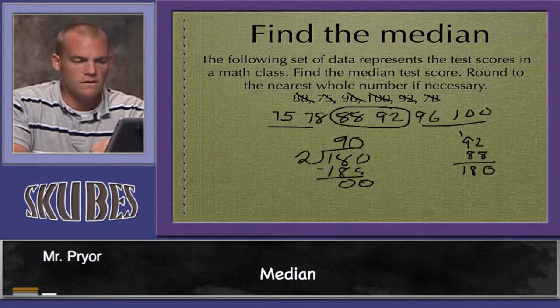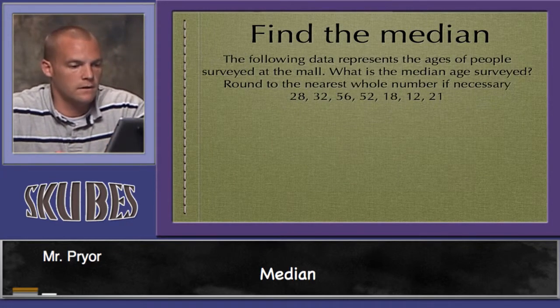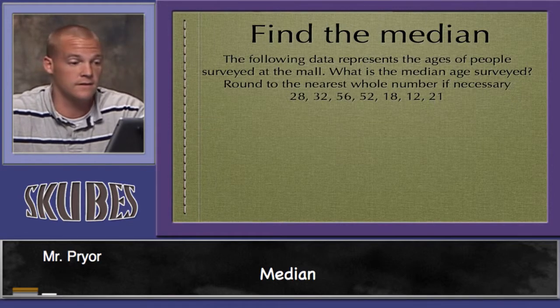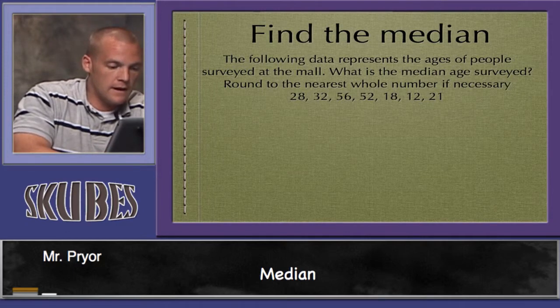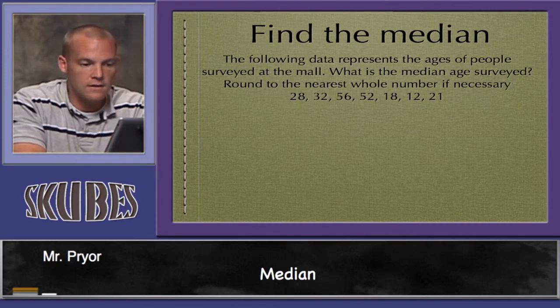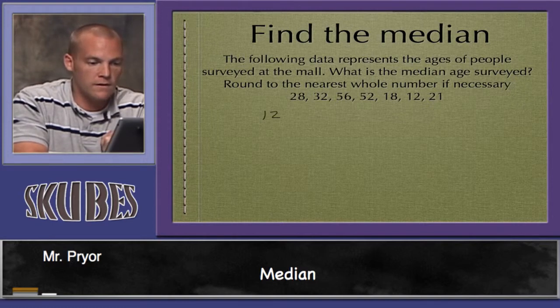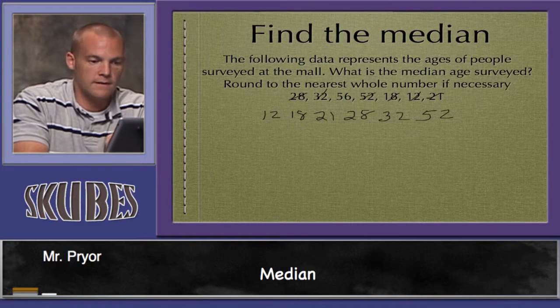All right, let's take a look at one more. Some people were surveyed at a mall, and these are their ages. Like I mentioned before, let's first rewrite these from least to greatest. It looks like the youngest was 12. So we have 12, 18, the next one is going to be 21, the next one will be 28, then 32, 52, and finally 56.